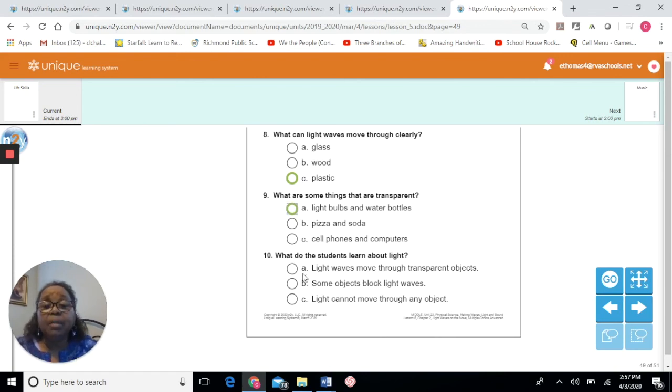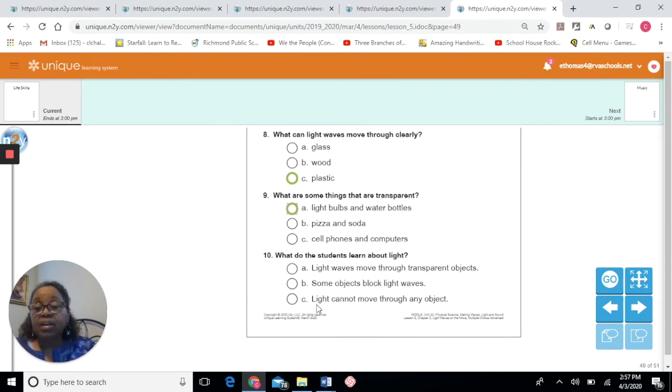All right, number 10. What do the students learn about light? Overall, in the whole story, what do the students learn about light? Let's see. A, light waves move through transparent objects. B, some objects block light waves. And C, light cannot move through any object.